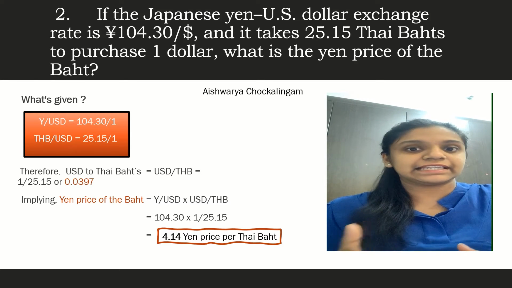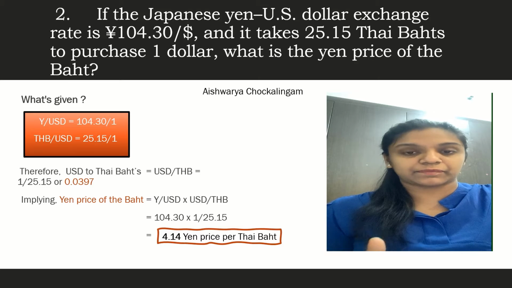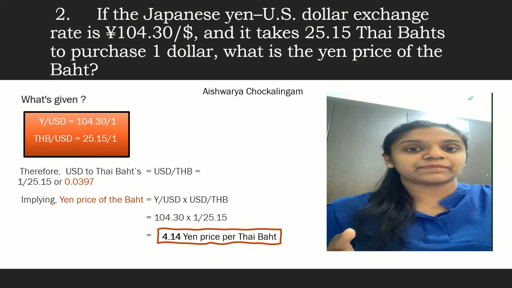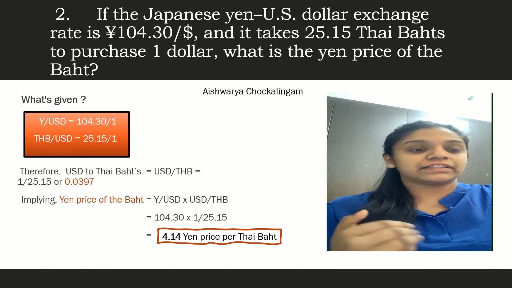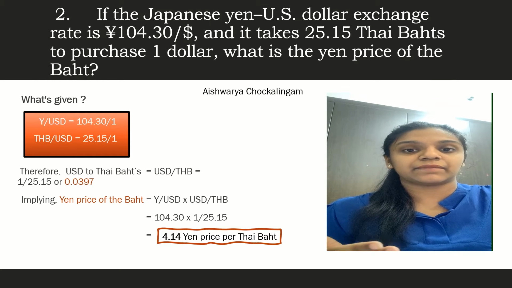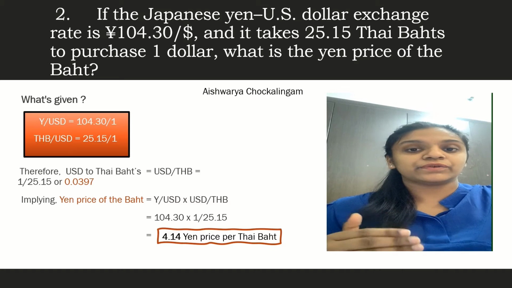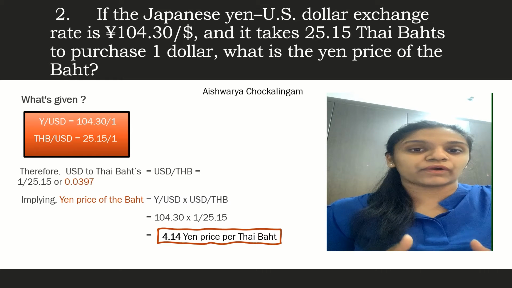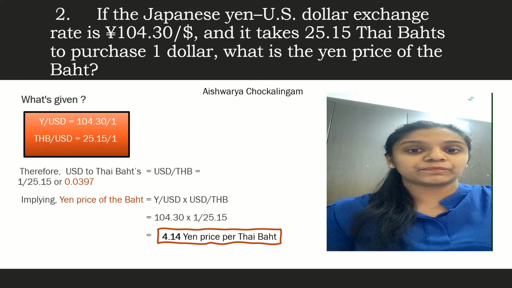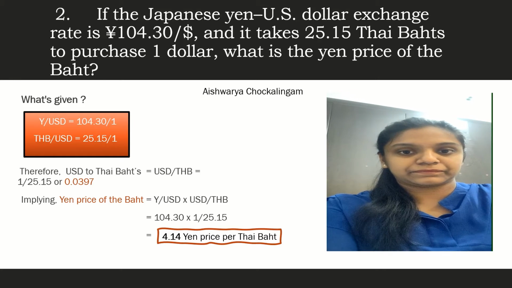Now we can easily calculate the yen price of the baht, which is the yen divided by the dollar, multiplied by the dollar divided by the Thai baht. This will be 104.30 multiplied by 1 divided by 25.15, which gives us a total value of 4.14 Japanese yen that we have to pay to purchase one Thai baht.